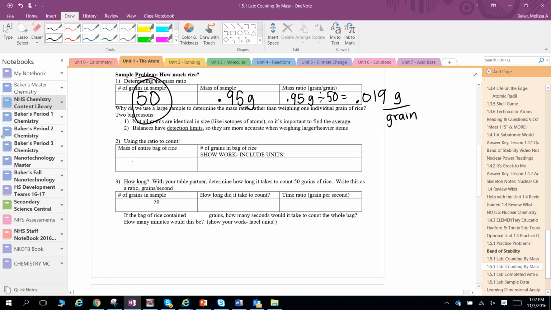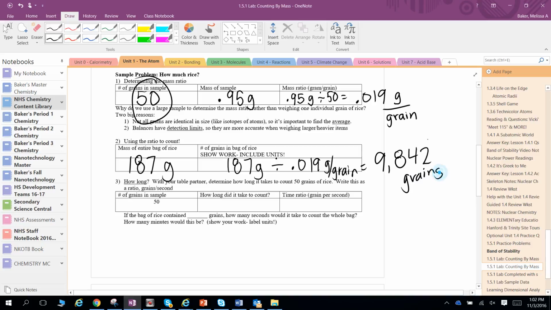Then we weighed the entire bag of rice. Let's say it was 187 grams. Now you can take the entire mass of the bag and divide it by how much 1 grain of rice weighs, and you can figure out how many grains of rice were in that entire bag. I should mention too, we subtracted off the mass of the plastic bag that it was in. Not a lot of people guessed that there were about 10,000 grains of rice in their bag.